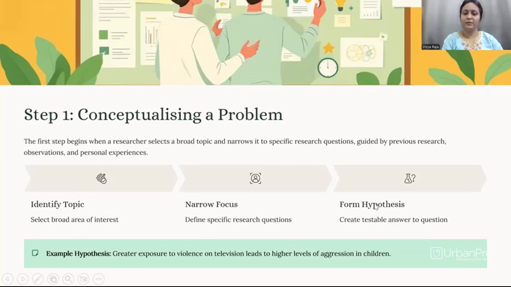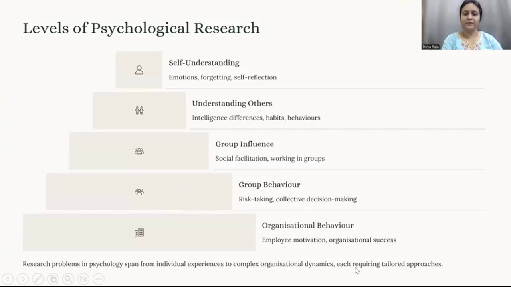Then I have to form a hypothesis. I have to create a testable answer to my question. For example, my hypothesis can be greater exposure to violence on TV leads to higher levels of aggression in children. So here my research is about the relationship between watching too much violence on TV leading to high level of aggression in children.